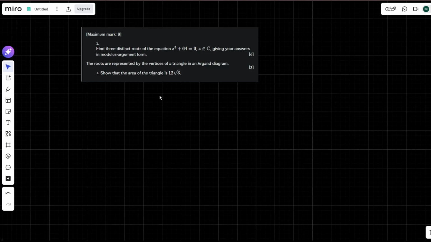Hello everyone, today we're going to look at some complex number problems for IB Maths Higher Level. These are AA problems and we're just going to go and do them.